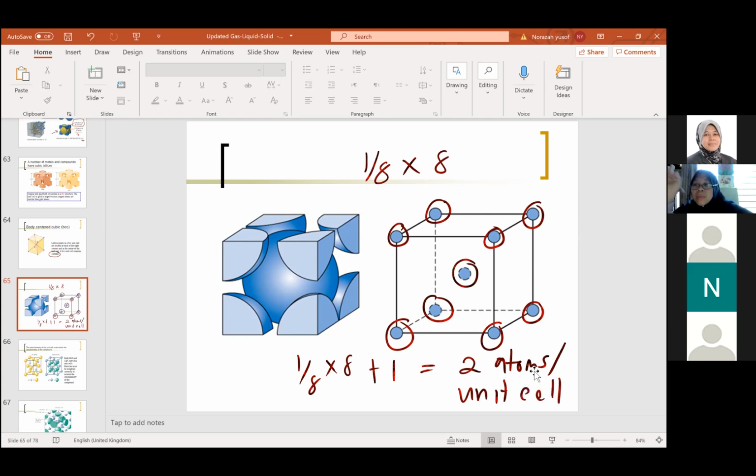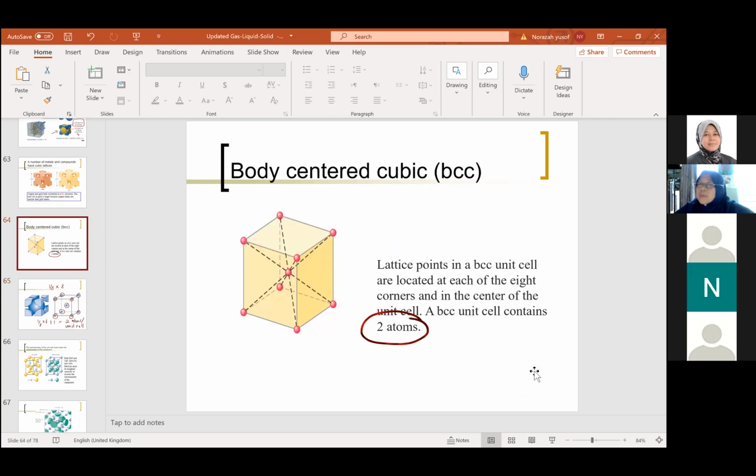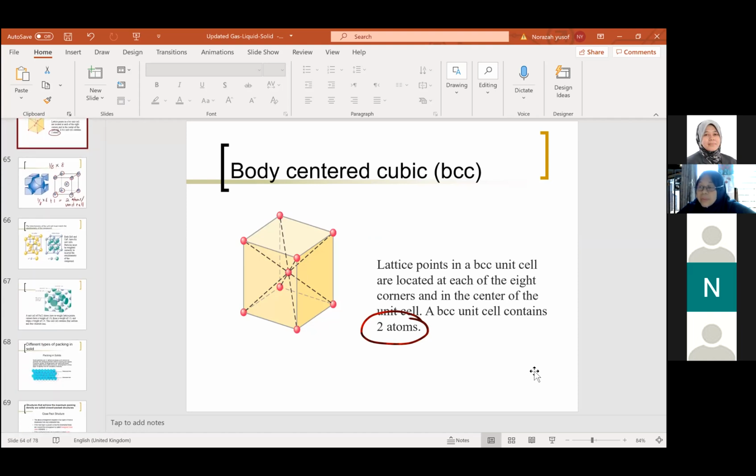So simple cubic, 1 atom; face-centered cubic, 4 atoms; body-centered cubic, 2 atoms. You have to know that. That should be understood when you have that structure. That will be the most important information.